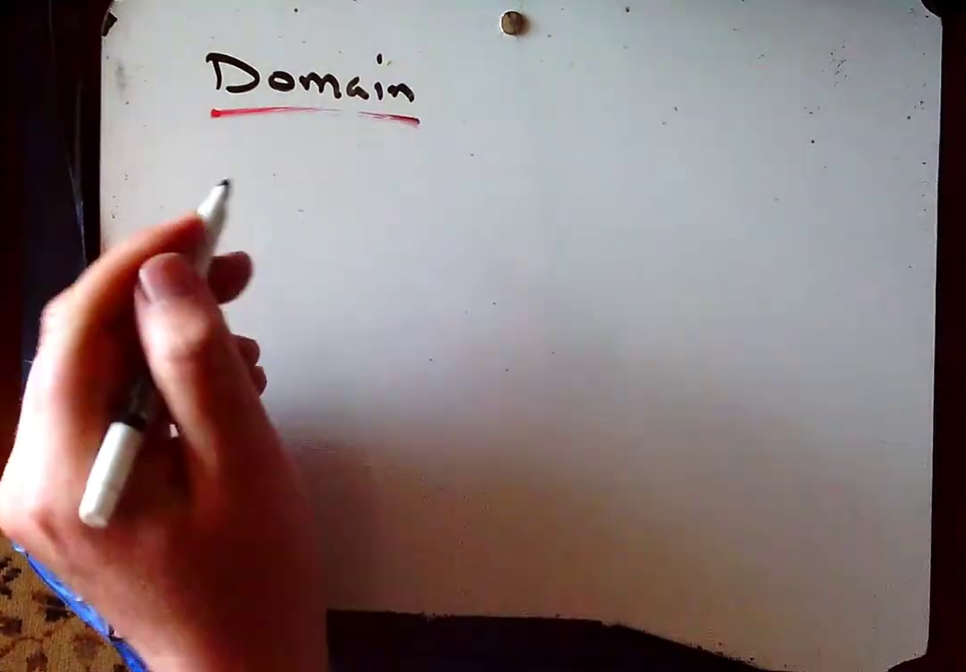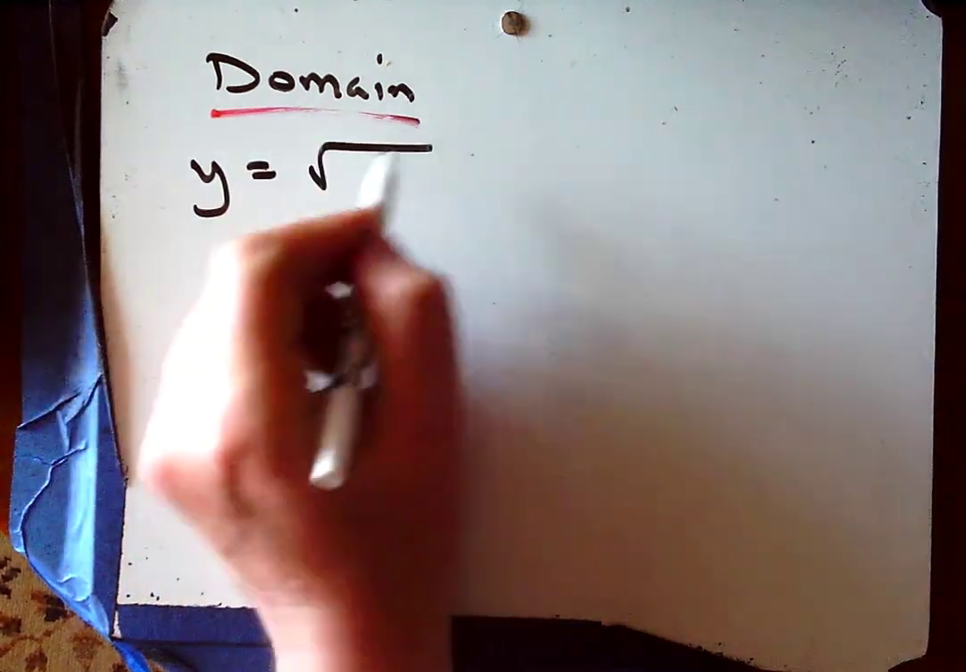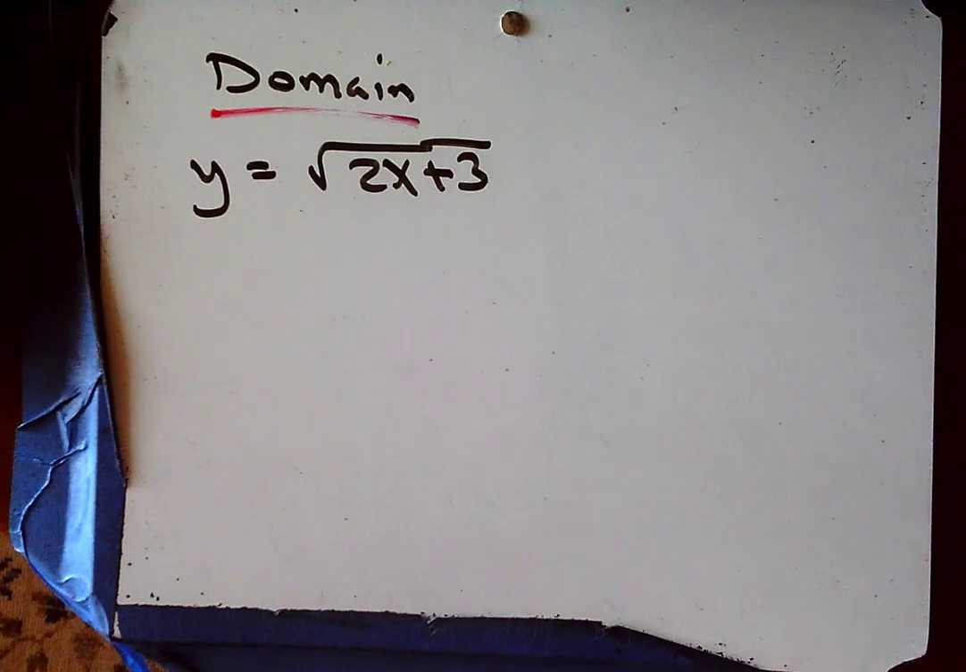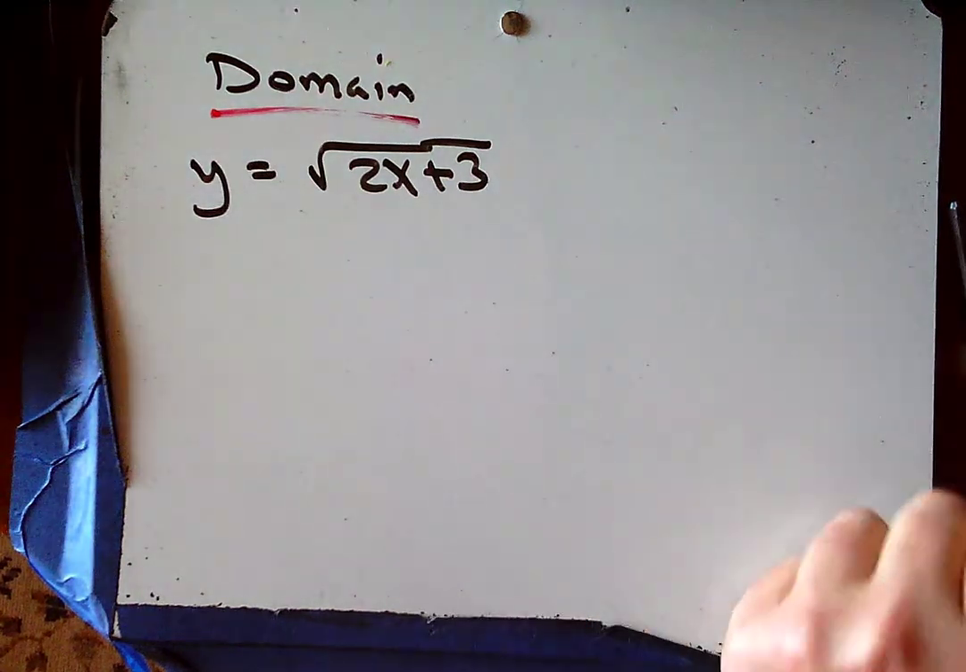So, now that we have a sense of what domain is, will you tell me about the domain for square root of 2x plus 3? Pause the video, take a few moments to figure out the domain, and don't forget to write it in interval notation.